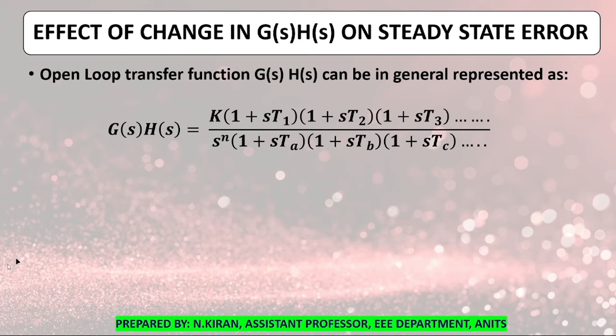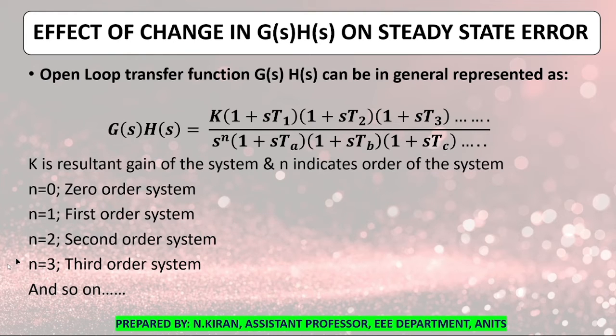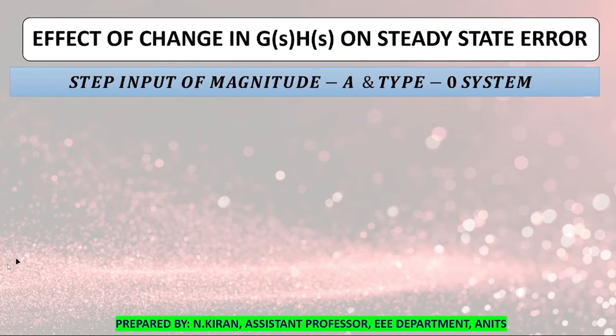This is the general representation of an open loop transfer function G of s into H of s, where we know that the numerator terms are called zeros and the denominator terms are called poles. So here K is the resultant gain and N indicates the order of the system. If N value is 0, it is a 0th order. If N value is 1, it is a first order system, and so on. The first case that we'll consider is a step input of magnitude A and a type 0 system.